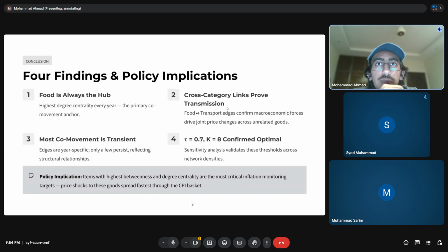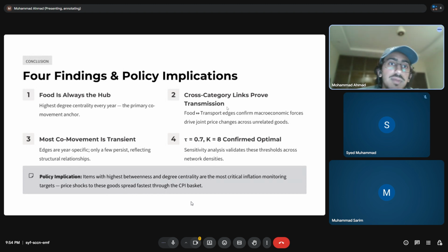3. Most co-movement is transient. Most edges exist for only 1 year, and only a few persist across all three, representing truly structured price relationships. 4. Parameters confirmed optimal. Sensitivity analysis validates that tau at 0.7 and k at 8 produces the most balanced networks across all configurations tested.